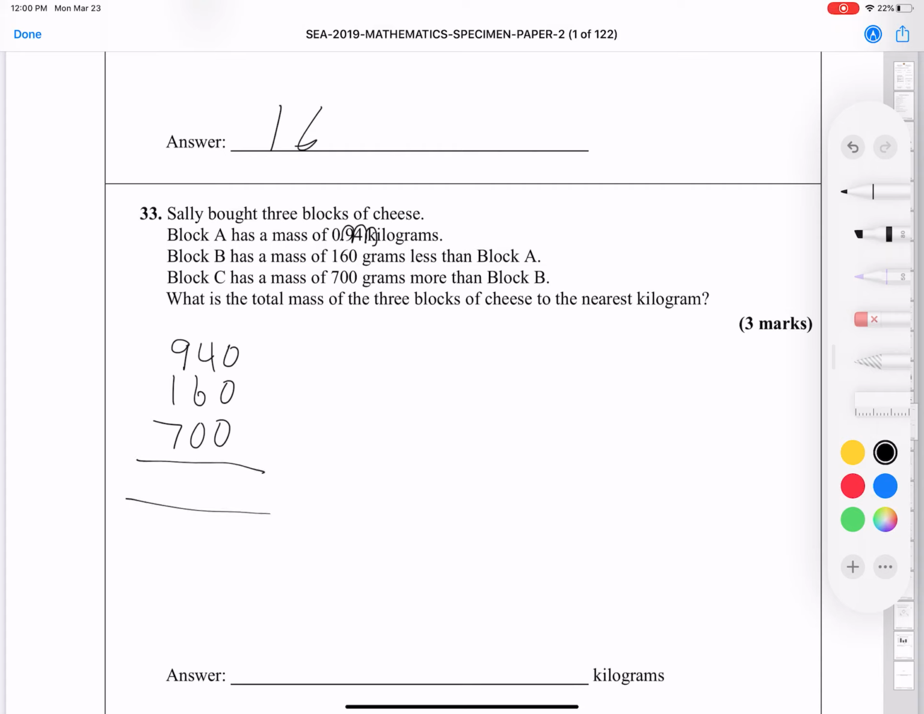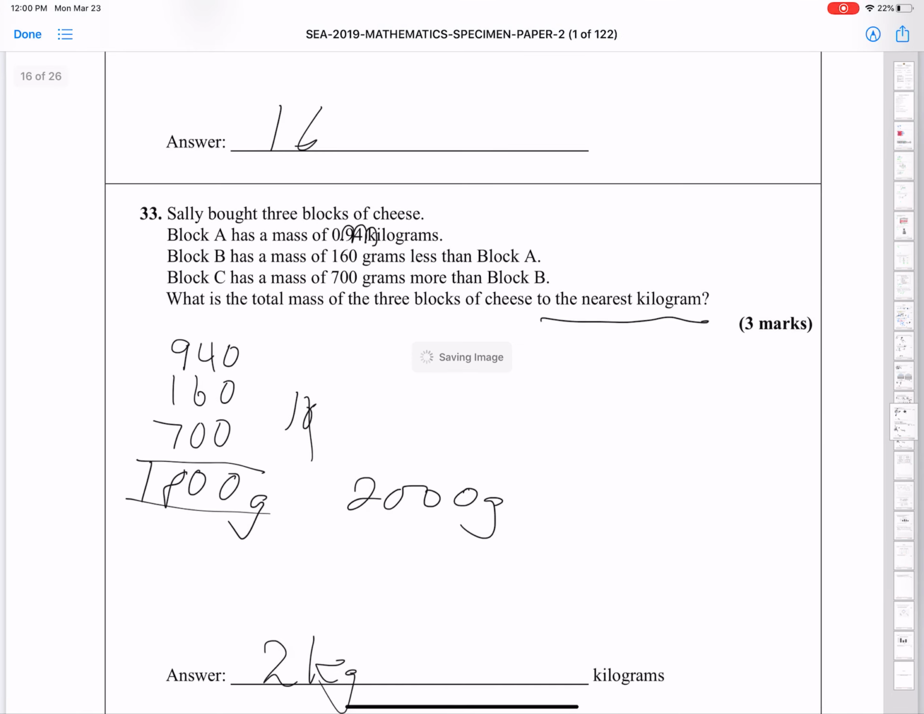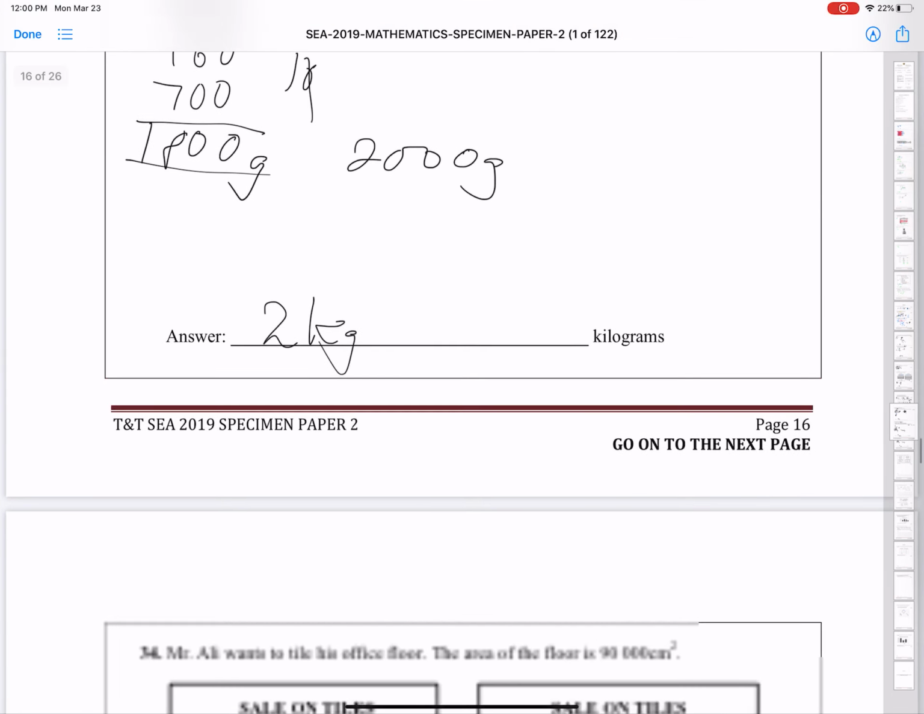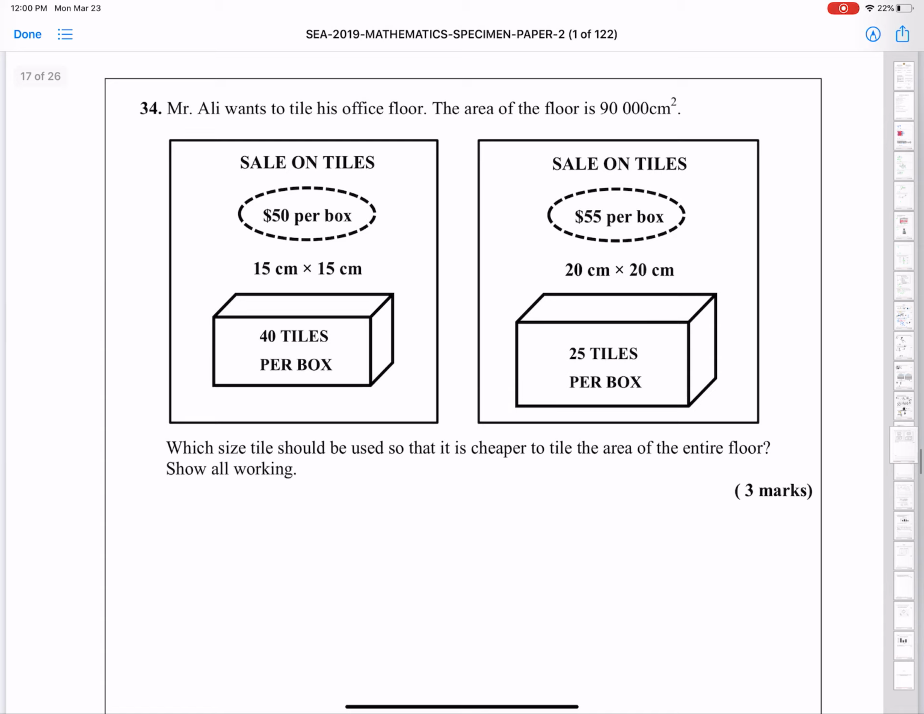Mr. Ali wants to tile his office floor. The area of the floor is 90,000 square centimeters. Sale on tiles, $50 per box. Next one, sale on tiles, $55 per box. First one, 15 times 15, those are the dimensions of the tiles. The next one is 20 by 20, so it's a little bigger. The first one, you're getting 40 tiles per box. The second one, you're getting 25 tiles per box. Very important information. Which size tile should be used so that it is cheaper to tile the area of the entire floor? Show all working.